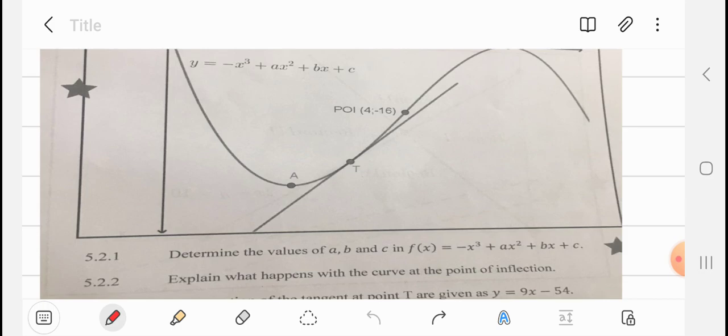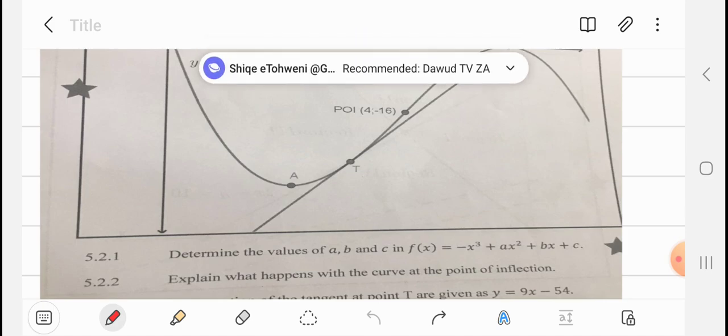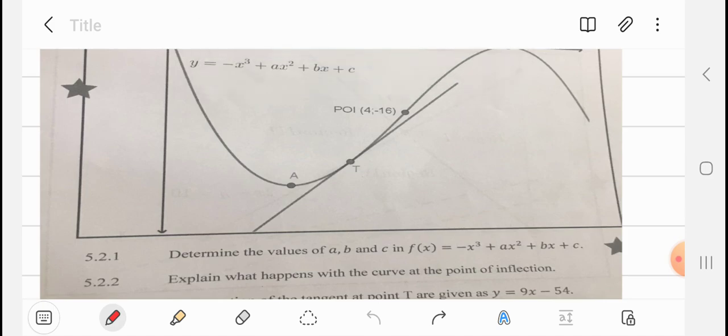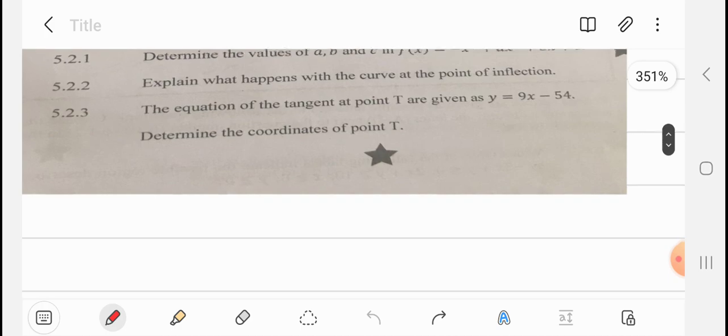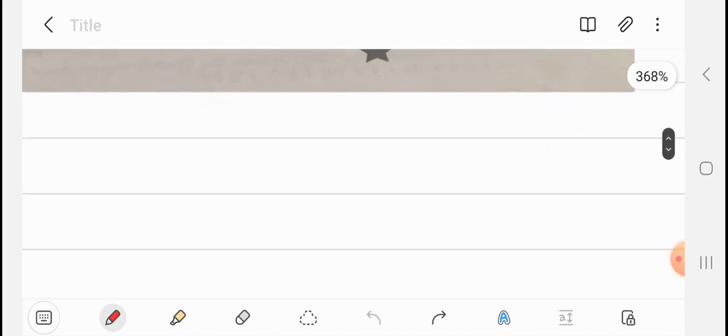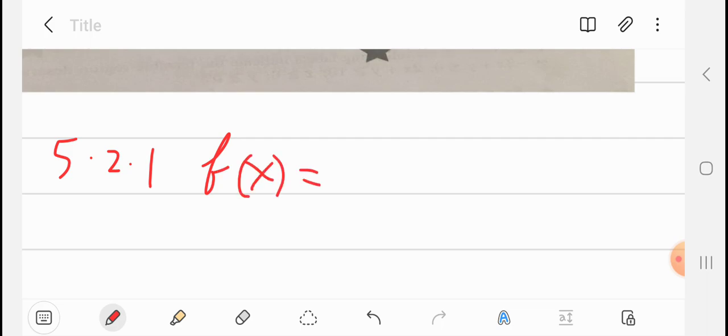in f of x, which equals minus x cubed plus ax squared plus bx plus c. Okay, so we continue and we look at 5.2.1. So now 5.2.1 looks at the function f of x. And this function is minus x cubed plus ax squared plus bx plus c.